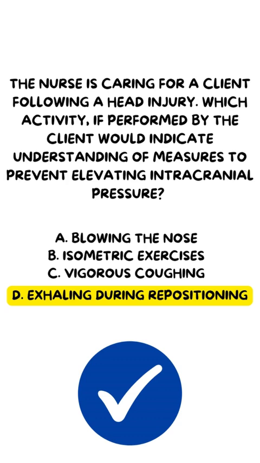Isometric exercises. Even if you can't think of or don't know what isometric exercises are, any kind of exercise, we don't want this patient with the head injury potentially having intracranial pressure. We don't want them exercising, period. Vigorous coughing, we don't want them doing that because, again, vigorous coughing is putting that force in the head, and we want to think about measures to prevent elevating intracranial pressure.